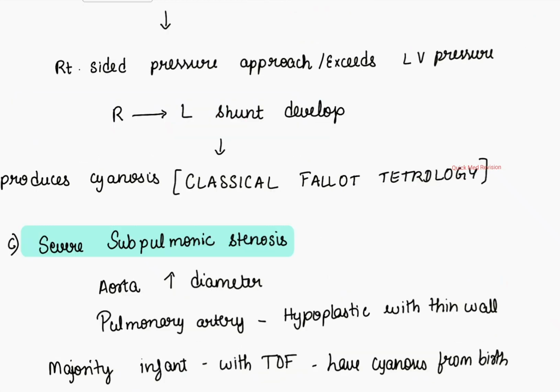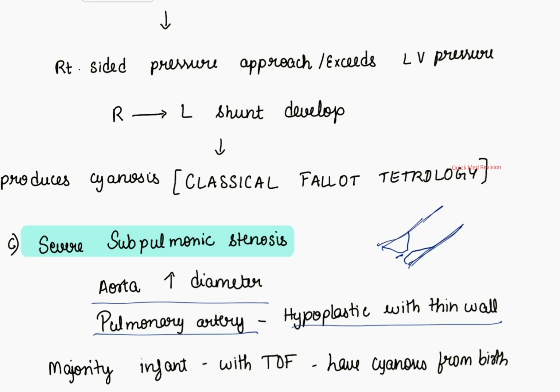Then, in severe subpulmonic stenosis, the pulmonary artery stenosis will be very severe. The stenosis area will be very small. The aorta increases in diameter. The pulmonary artery is hypoplastic with a thin wall. As you can see, the wall of the pulmonary artery is very thin. The majority of infants with tetralogy of Fallot have cyanosis from birth. So this is subpulmonic stenosis, which will be very severe.